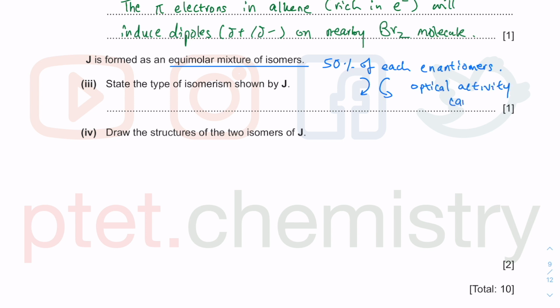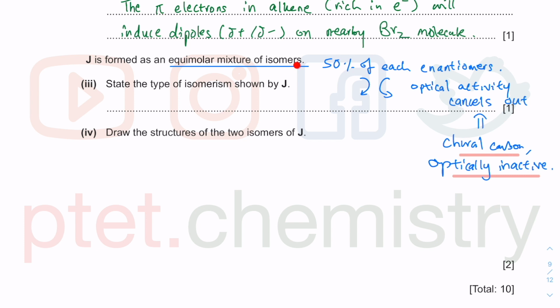And if this optical activity cancels out, even though you have a chiral carbon, it will be optically inactive. Overall, you don't see any rotation of plane polarized light, even though you have a chiral carbon. That is because of the equimolar mixture of isomers, and there is a specific term for this called a racemic mixture: when you have 50%, or an equal mixture, of each enantiomer. This type of isomerism, the one where we talk about optical activity and optical rotation, is a result of optical isomers, mirror images of each other that are non-superimposable.